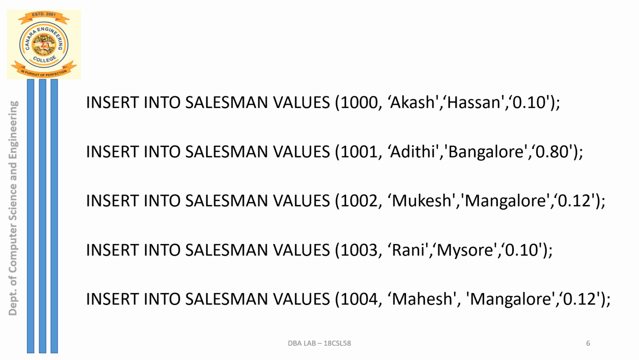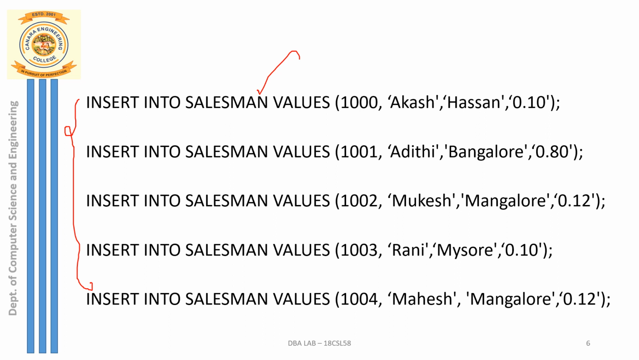Now we'll see how we are inserting the values into our first table, that is the salesman table. At least you need to insert 5 rows into each table. Okay, so to begin with, you must start with the salesman table only. Don't insert values into the customer table first and then come back to salesman. No, you cannot do that.